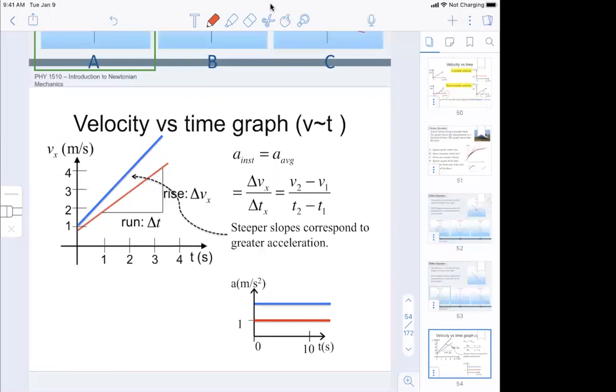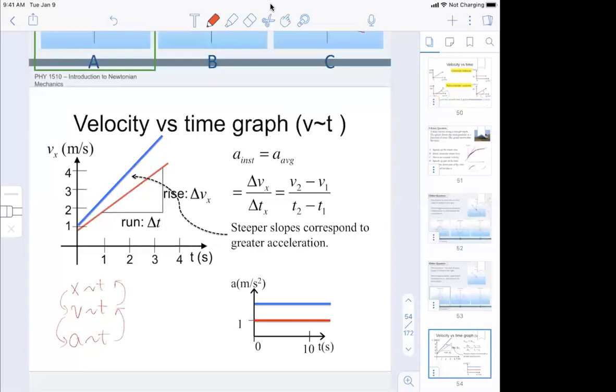So we have talked about two different graphs already: position versus time and velocity versus time. The last graph is acceleration versus time. The relationship between one another is very similar. From position to velocity, you take the derivative. From velocity to acceleration, you take the derivative again. To reverse from acceleration to velocity, you integrate it. From velocity to position, you integrate it.